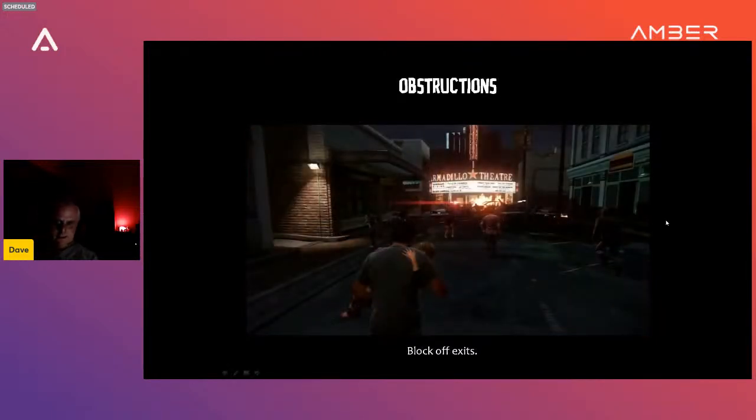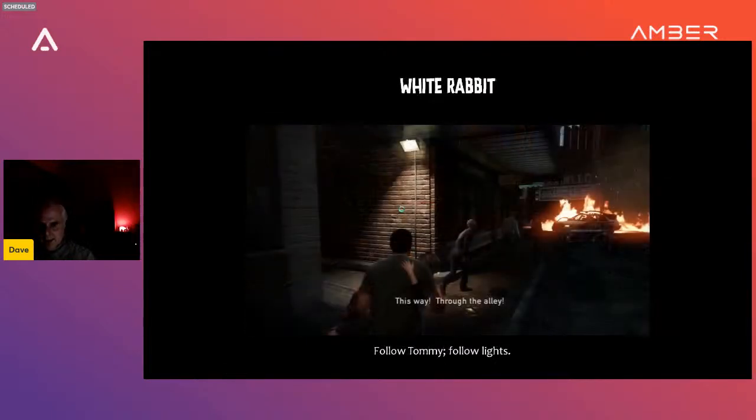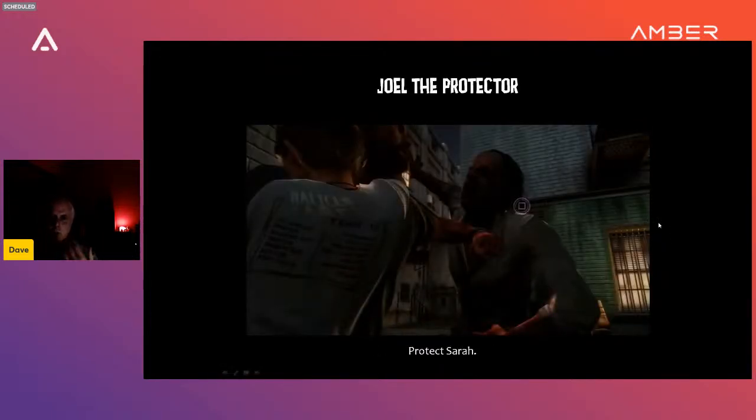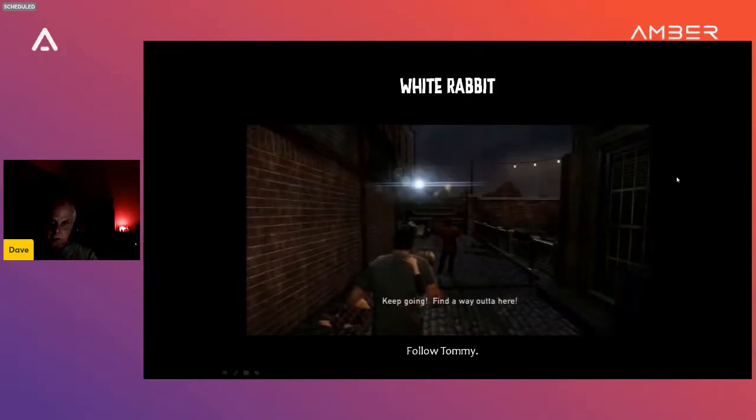We're blocking off exits. In comes a car explosion. We're using salient lights here to guide as well. And Tommy's going to be a white rabbit still. Follow the lights, follow Tommy this way through the alley. We're taking an action to protect Sarah, so we're firmly cementing our point of view, aligning it with Joel, getting ready for the experience that Joel has.